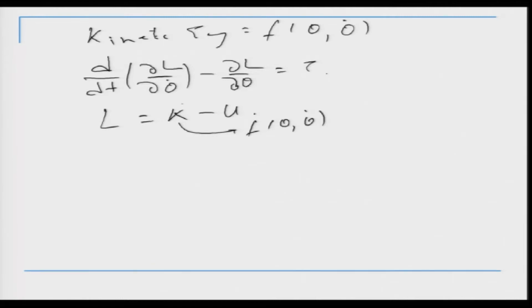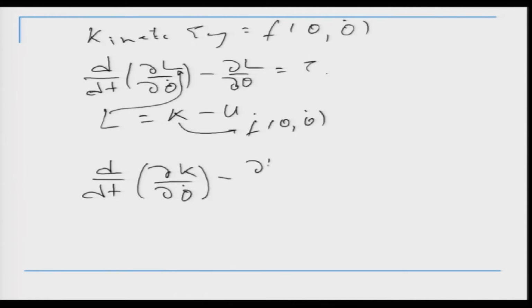So, what we can do is open it up. I am writing this L in here now, and we can open it up and write this equation as d/dt of ∂K/∂θ̇, minus ∂K/∂θ plus ∂U/∂θ. This is easier to write, and easier to work out when we are doing our problems.